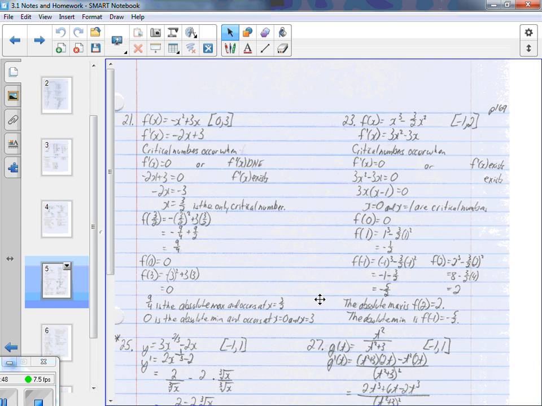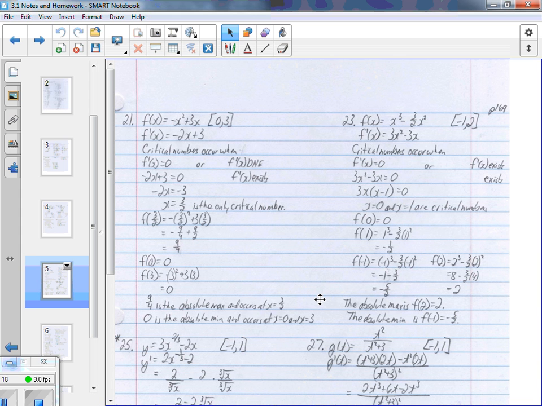All right, on 23, same direction. Locate the absolute extrema of the function on the closed interval. Now, in 23, they give us f of x is x cubed minus 3 halves x squared. This is a simple problem. Nothing weird going on. Don't worry about absolute values. This is just straightforward. Do you know how extreme values work?